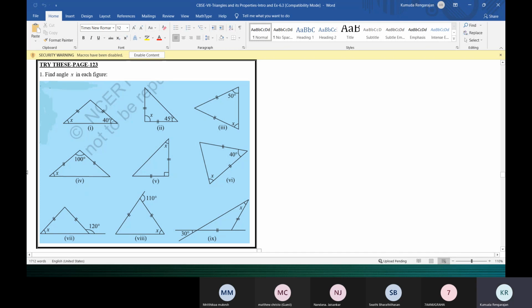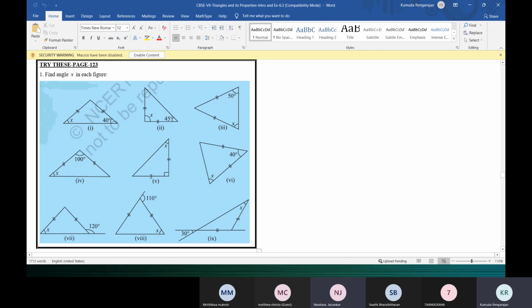Okay, use the property, Nandana. When this side is equal to this side, which are the two angles that will be equal? See, which is the angle opposite this side? X. The angle opposite to this side is X. Which is the angle opposite to this side? Is it this one? Yes, ma'am, this one. So you know that when these two sides are equal, this angle and this angle are equal, right? So if this is X, this also will be X. No, the third angle is X.